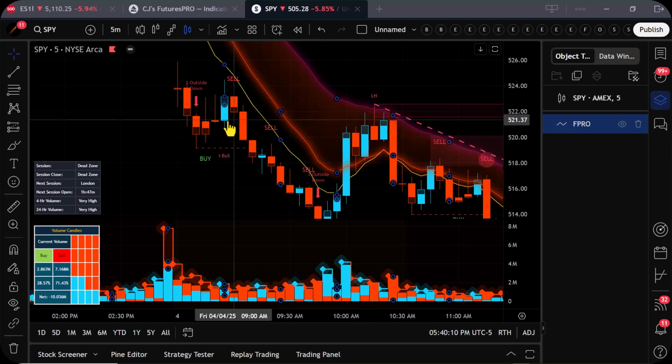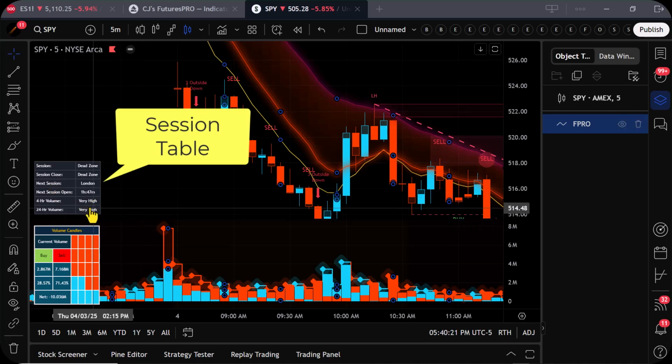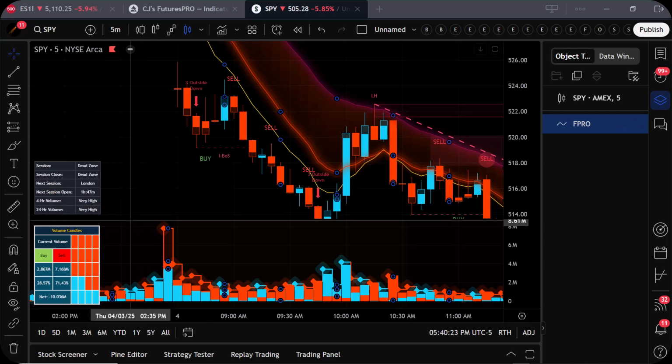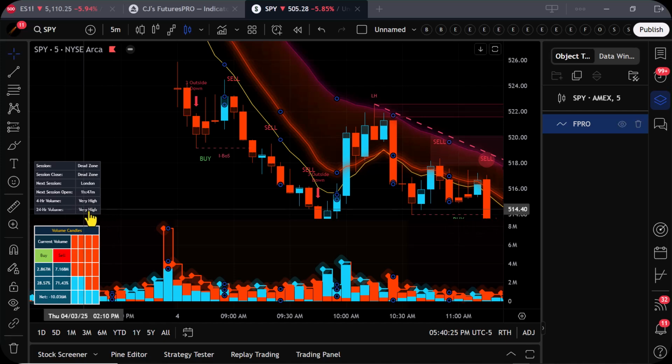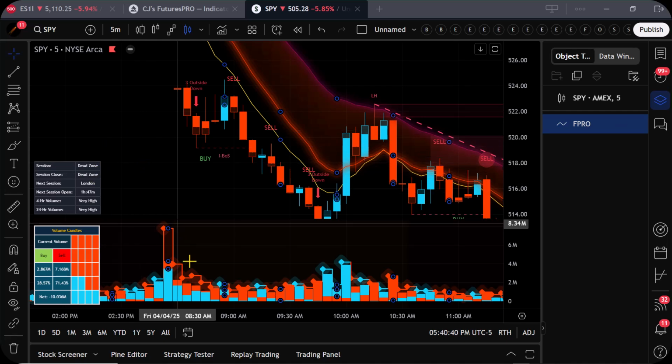We have this quite zoomed in so that we can see all the structures. We're going to start from left to right here. The first one is going to be the session table. It shows the volume for the last 4 hours. It identifies that, and also the 24-hour volume. It identifies that too. And the next session that's coming up is going to be the London, and that's an hour and 47 minutes now. So currently there is a dead zone. There is no sessions that are open, so that's what that means.